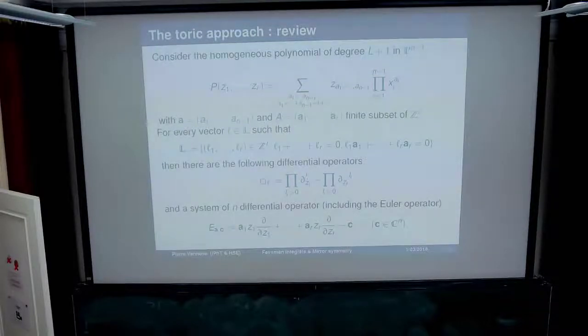So when you have a vector L with integer entries, these integers can be positive or negative. Here you take the derivative to the power of the positive integer, minus the derivative to the power of minus L_i if L_i is negative, so that makes sense as a derivative.